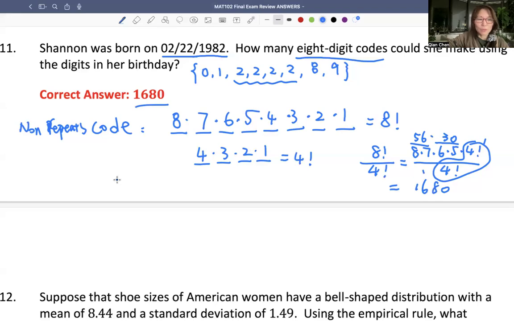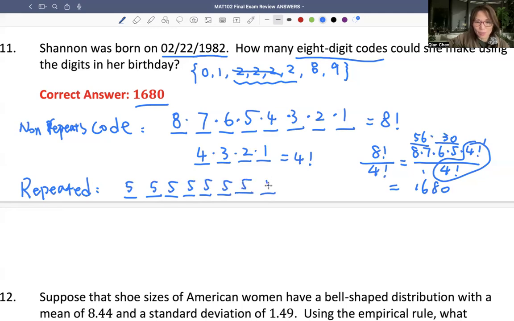But some of you may argue with me, right? You didn't say repeat or no repeat. So if it can be repeated, I still have 8 spots for the code. 1, 2, 3, 4, 5, 6, 7, 8. So how many unique digits do I have? I have 0, I have 1, I have 2, I have 8, I have 9, right? So I have 5 choices. For the first one, I have 5 choices. Second one, I have 5 choices. Each spot, I have 5 choices.